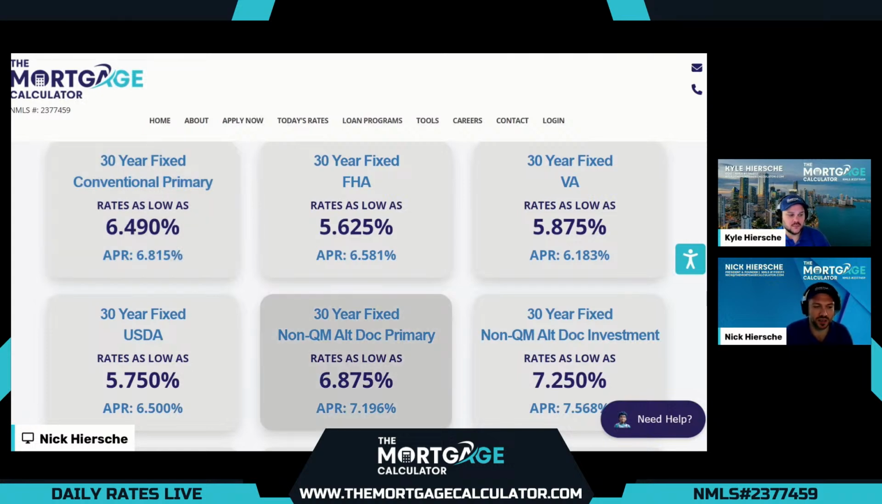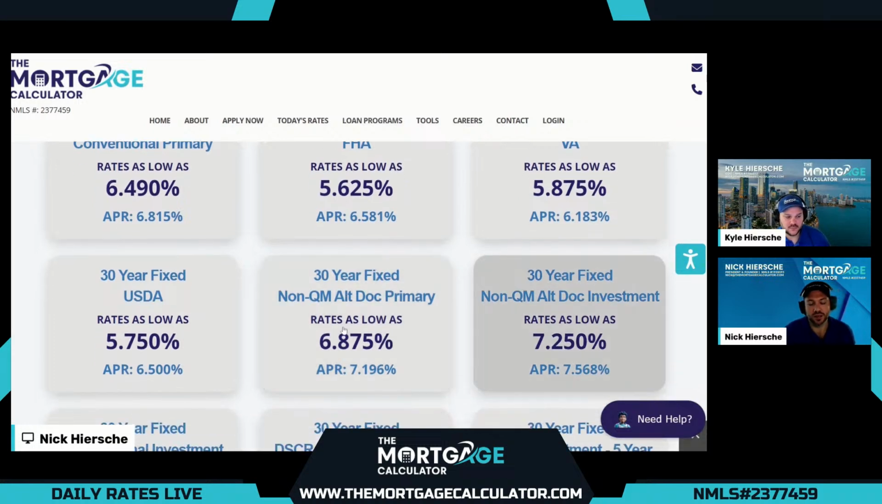Rates today come in at 6.875 for a bank statement or similar. We also have 1099, P&L, all kinds of different options. But this lowest option is typically a bank statement option, 6.875 rate, final APR 7.196. So we're well within a half a point of a conventional option to go with alternative docs. So if our customers need to do it, we have amazing options.